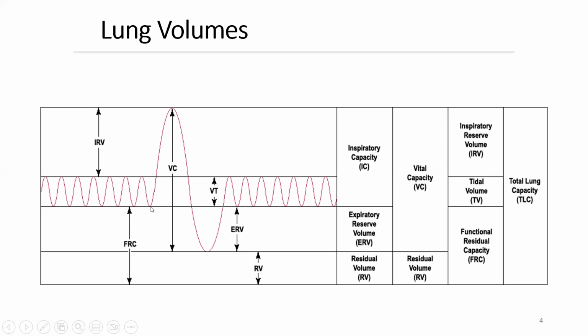The vital capacity includes the tidal volume, the inspiratory capacity, and the expiratory reserve volume. This is the forced vital capacity. This is the whole vital capacity. The air trapped in the lung is the residual volume. The tidal volume, inspiratory reserve volume, and expiratory reserve volume plus residual volume represent the functional residual capacity. This is the whole, the total lung capacity.